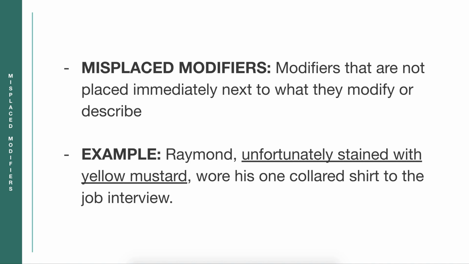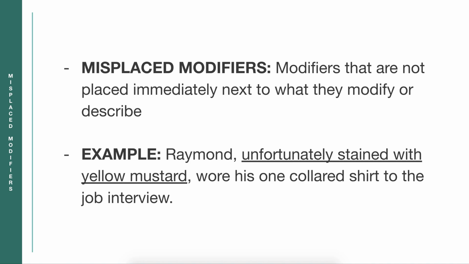Now our modifier is unfortunately stained with yellow mustard. And that should describe the collared shirt. The collared shirt is the thing that is stained. But because of where it's placed in the sentence, because it's right next to Raymond, this modifier now implies that Raymond himself is unfortunately stained with yellow mustard, which is not what we want, right? We want the shirt to be stained with yellow mustard. That's what we're trying to describe. And so this is the problem that people run into. They put the modifier in the wrong place.